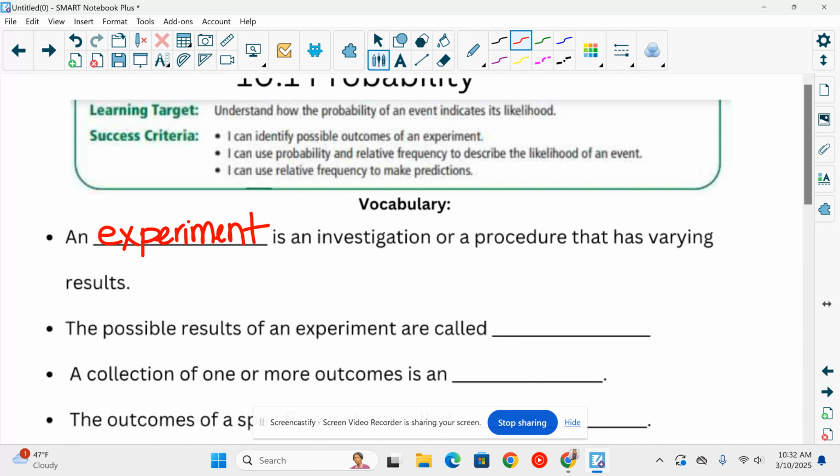The possible results of an experiment are called outcomes. Sure, we're getting this down. The possible results of an experiment are called outcomes. So like the combinations from the rock, paper, scissors game that we just did, those were the possible outcomes. A collection of one or more outcomes is known as an event.